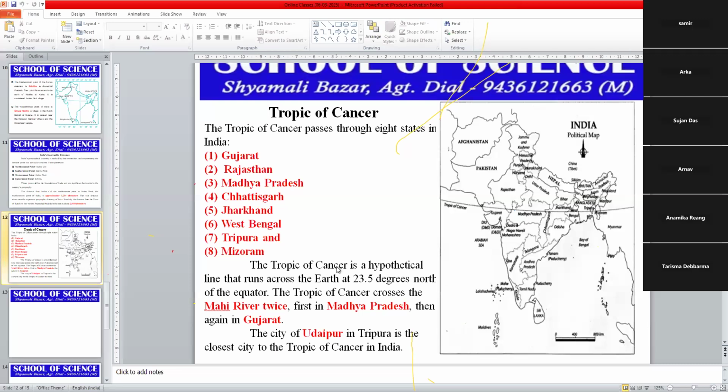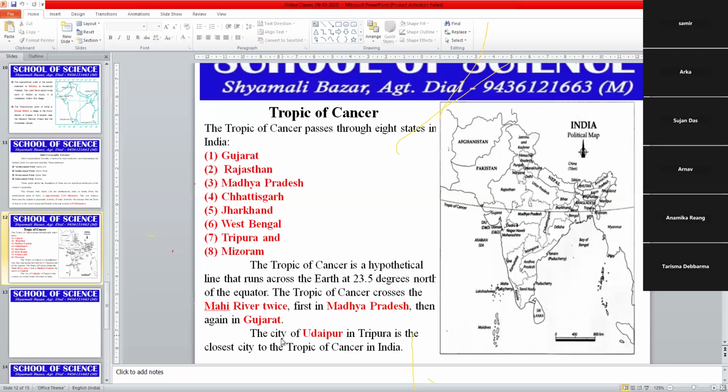Now the Tropic of Cancer is a hypothetical line that runs across the earth at 23.5 degrees north of the equator. The Tropic of Cancer crosses the Mahi River twice. First in Madhya Pradesh, then again in Gujarat. This is very, very important. This comes in as an MCQ. The Tropic of Cancer crosses the Mahi River twice. Which river does it cross twice? Mahi River. First in Madhya Pradesh, then again in Gujarat.